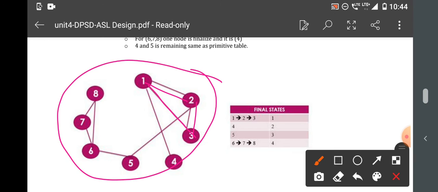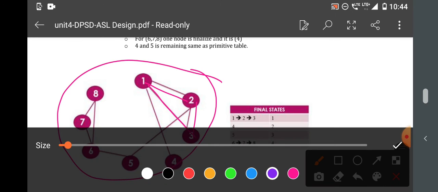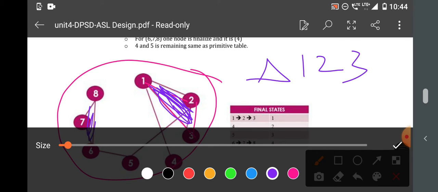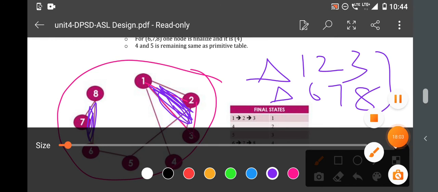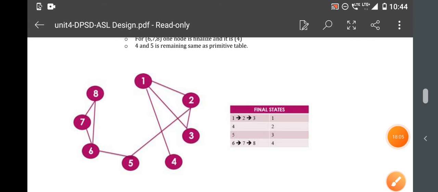Now find out how many closed triangles are available. 1, 2, 3 is one triangle. The next closed triangle is 6, 7, 8. We call these compatible pairs.